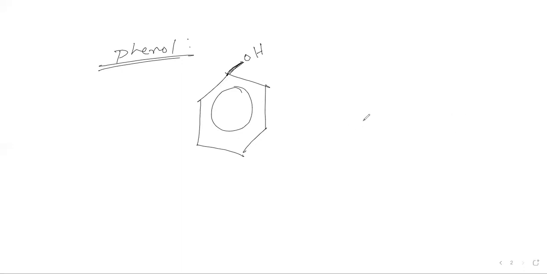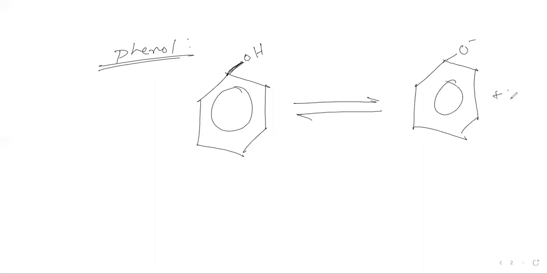When it is dissolved in water, it undergoes a partial ionization reaction, forming O minus and H plus ions. That means phenol is acidic, since it can produce H plus ions in aqueous solution. Now, moving further, we will try to observe what types of reactions phenol participates in.